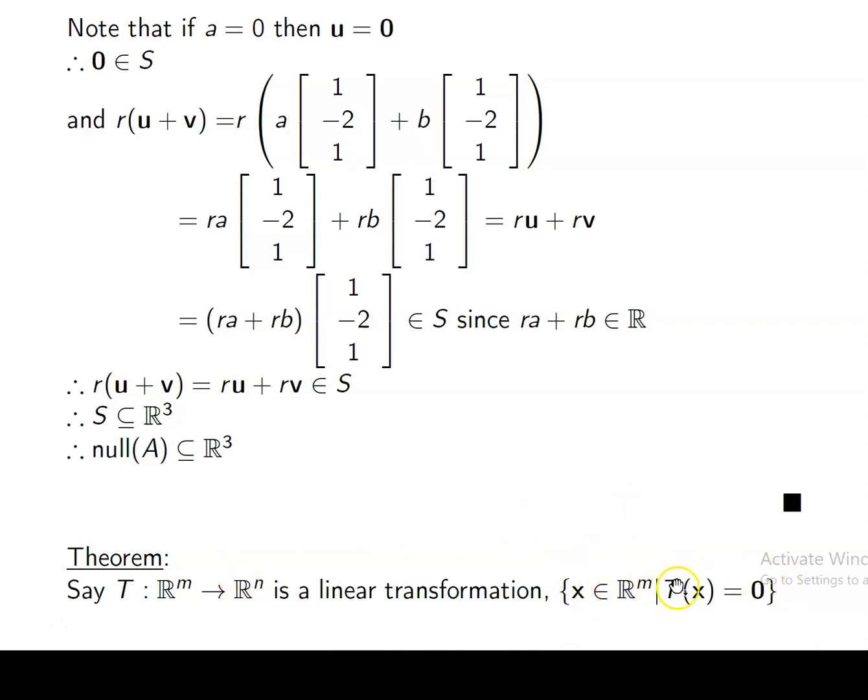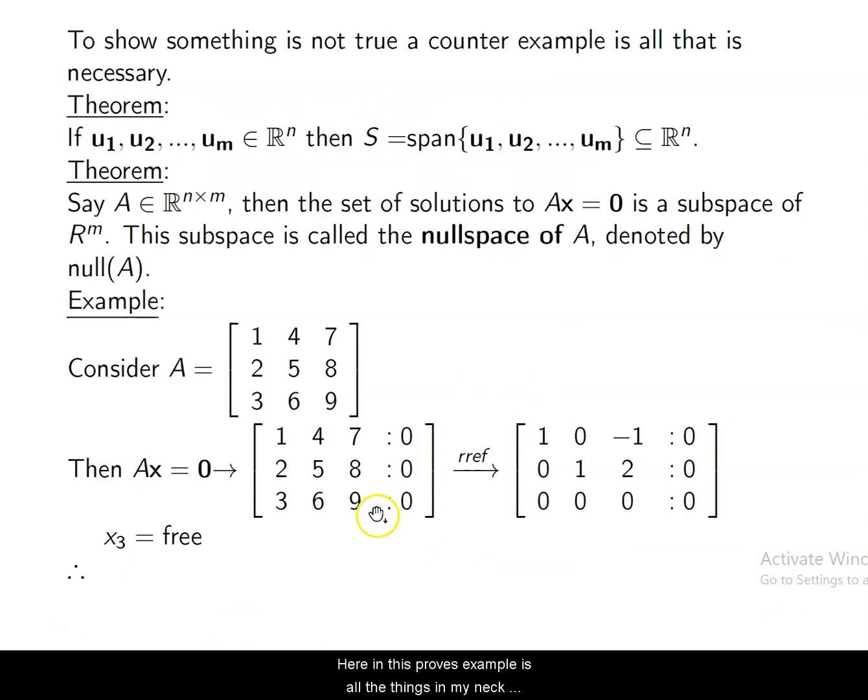This is a set of vectors that I'm pulling from my linear transformation. This is called the kernel, okay? It's very similar to the null space. It's all of the vectors that I can plug into my linear transformation and get out the 0 vector. We call that the kernel. Here in this previous example, it was all the things in my matrix equation that when I multiply them times A, go to the 0 vector. Very, very similar in that it's still A times x and it's still equaling 0.